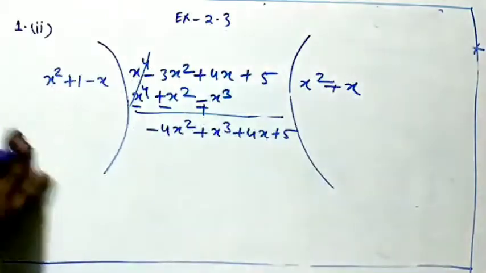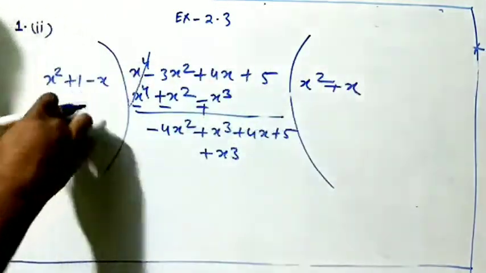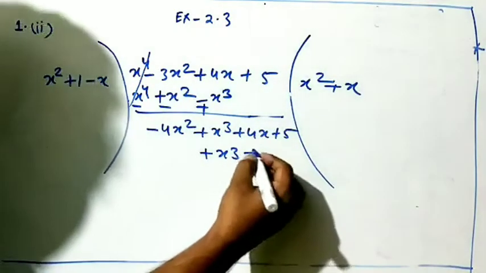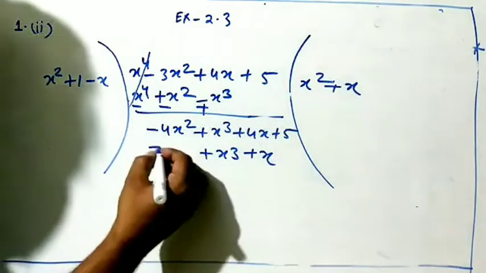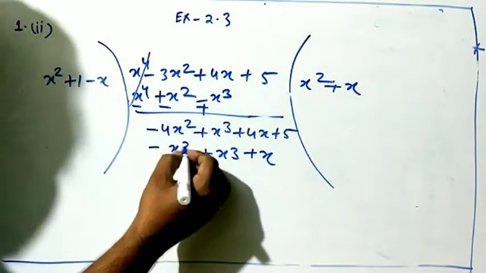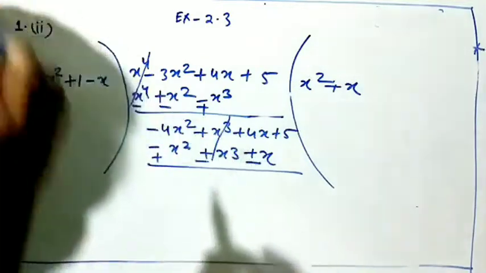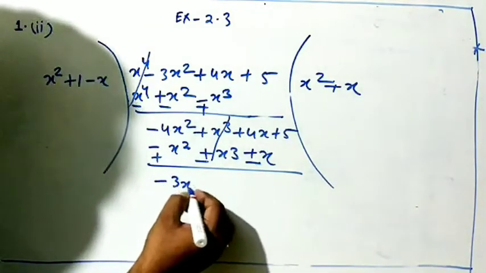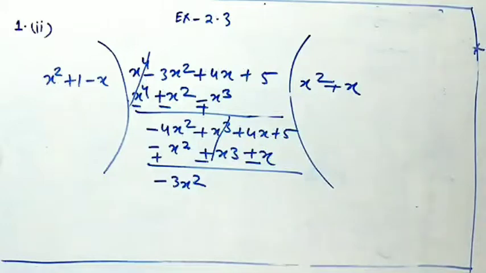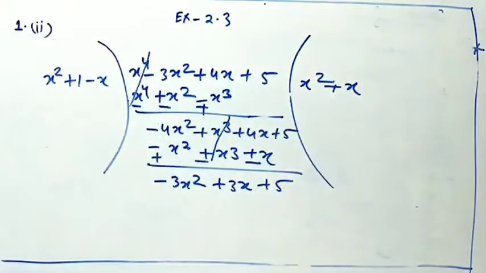x multiplied by x square will be x cube, written below the like term. x multiplied by 1 will be x, and x multiplied by minus x will be minus x square. Change the sign. It will be cancelled. Minus 4x square plus x square is minus 3x square, plus 4x minus x is plus 3x, and plus 5 as it is.